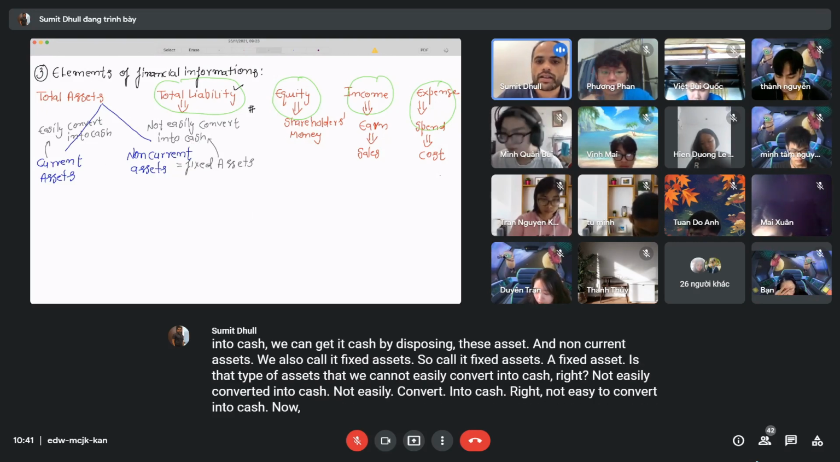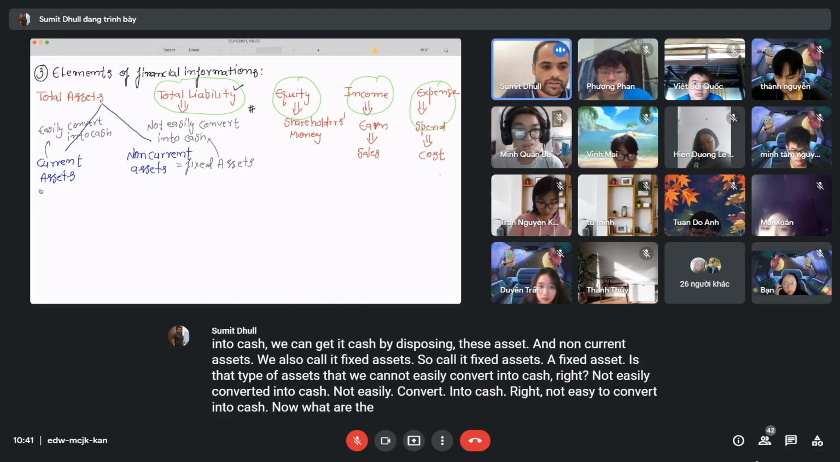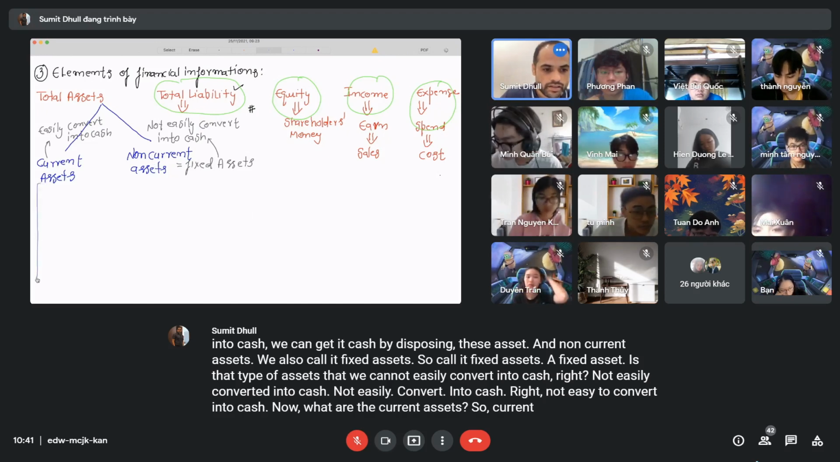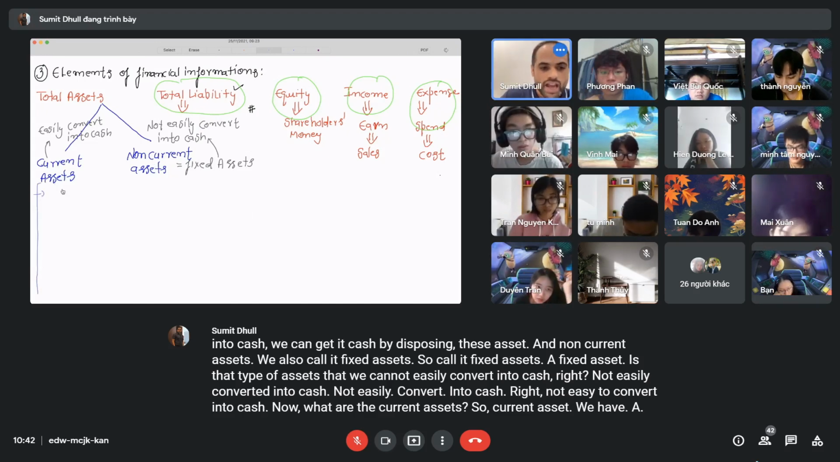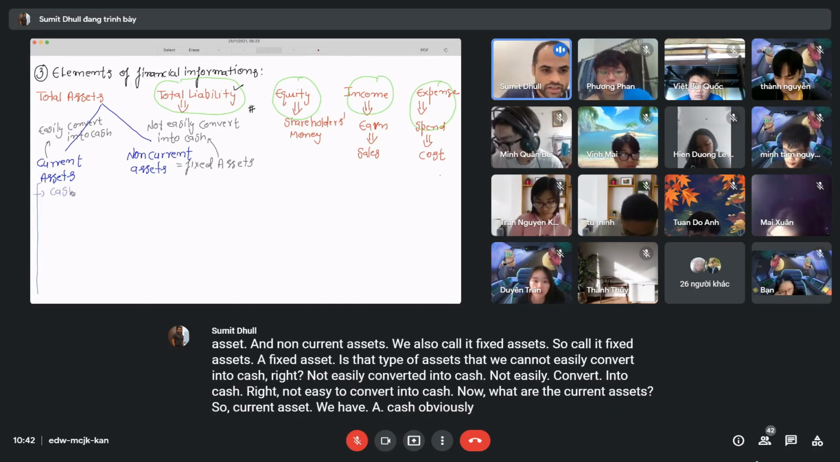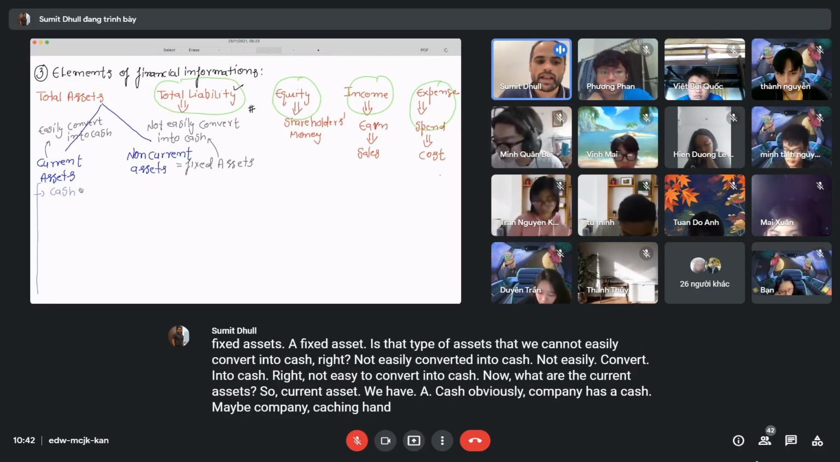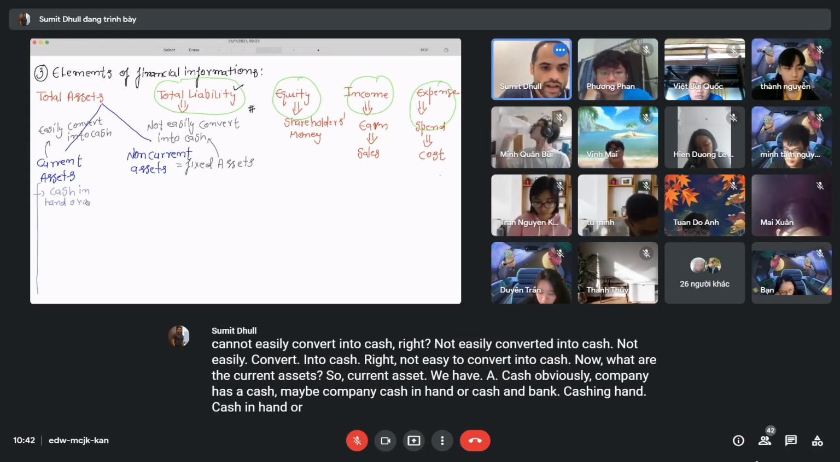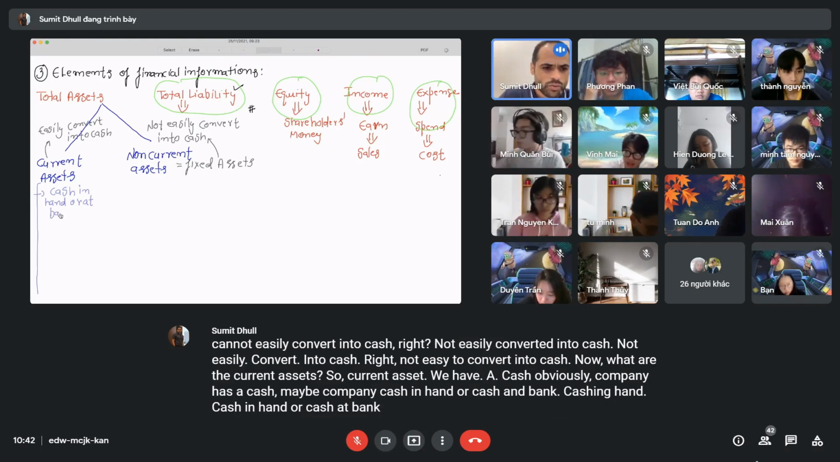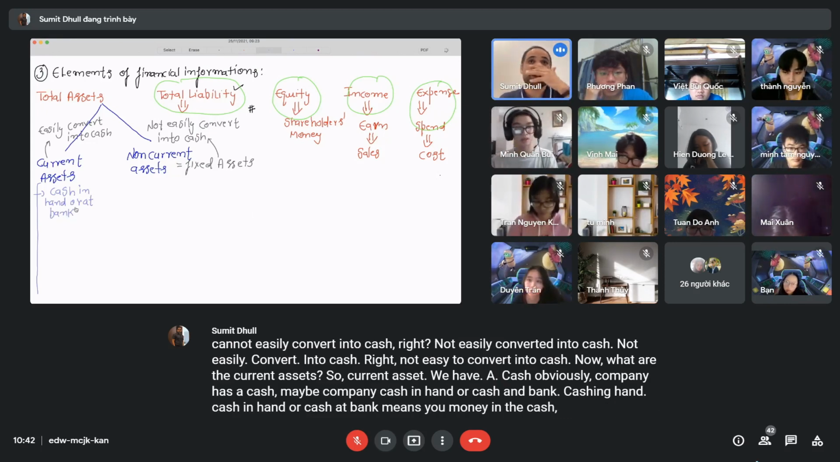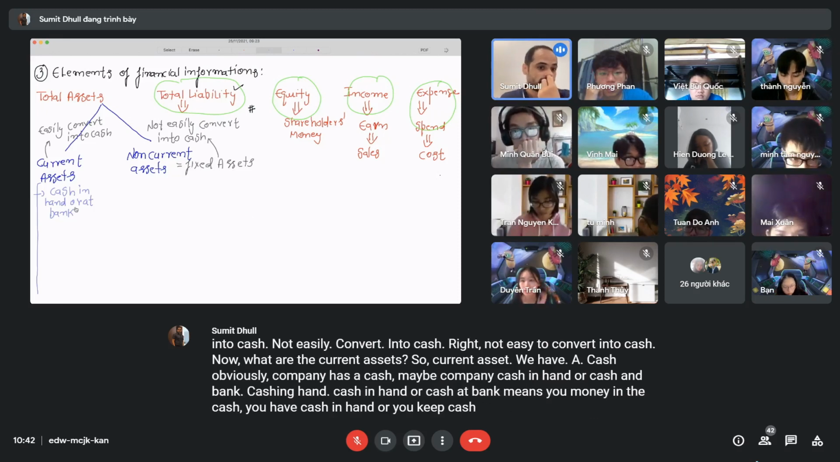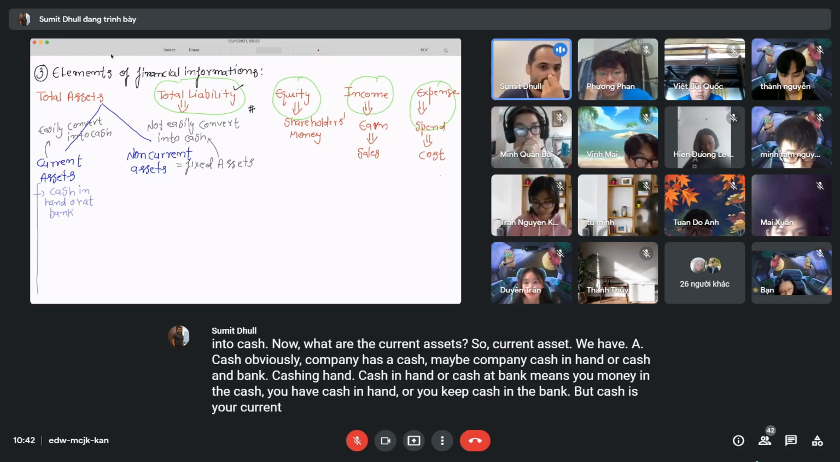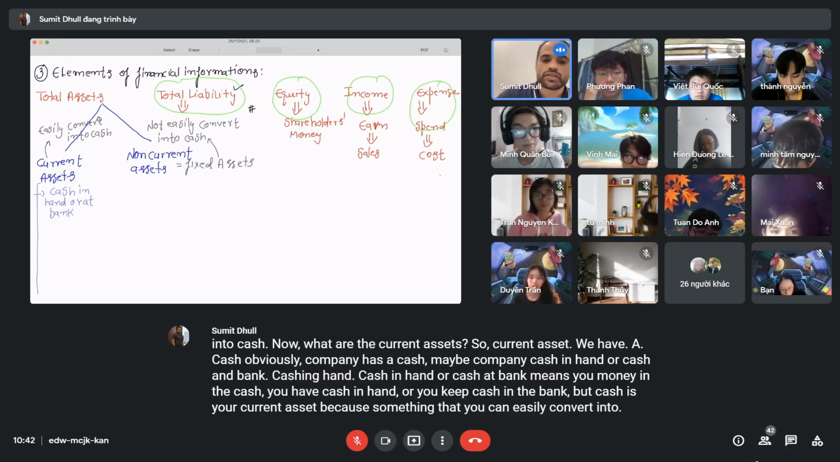Now, what are the current assets? So current assets, we have cash. Obviously the company has cash, maybe cash in hand or cash at bank. Cash in hand, or cash at bank means you keep cash in the bank, but cash is your current asset because it is something you can easily convert into cash.